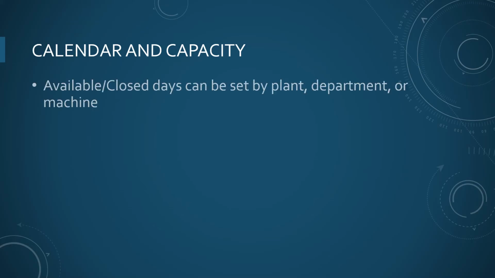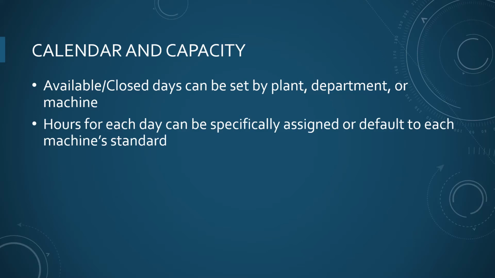So how does that affect our capacity? Well, as I said, again, available or closed days can be set by plant, so everybody's open or everybody's closed. By department, so the paint line is open, the paint department is open, or by machine, so paint line 1 is running, but paint line 2 is down.